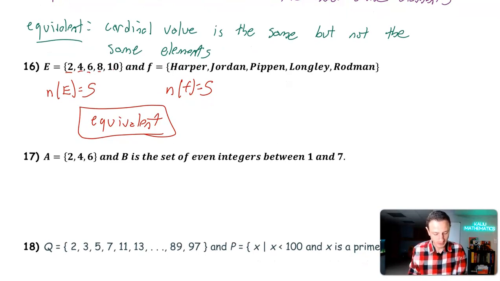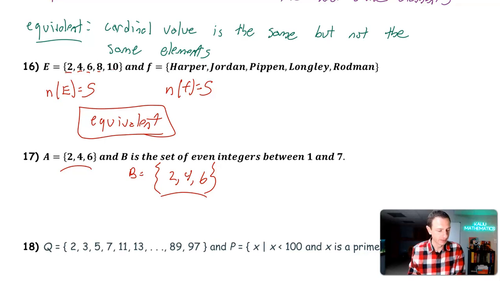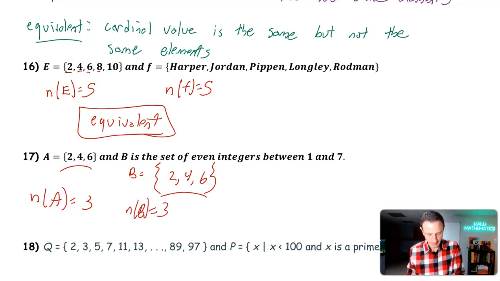17, 2, 4, 6, and set B is a set of even integers between 1 and 7. So we already have A listed out. Let's write out B as a roster method. I cannot make those braces. So the set of even integers between 2 and 7, that'd be 2, 4, and 6. Look at that. 2, 4, 6, 2, 4, 6. Same. The cardinal values are the same, so the cardinal value of A is 3. Cardinal value of B is 3. These are equivalent. They're equal because they're the exact same elements, so I'm just going to say equal.